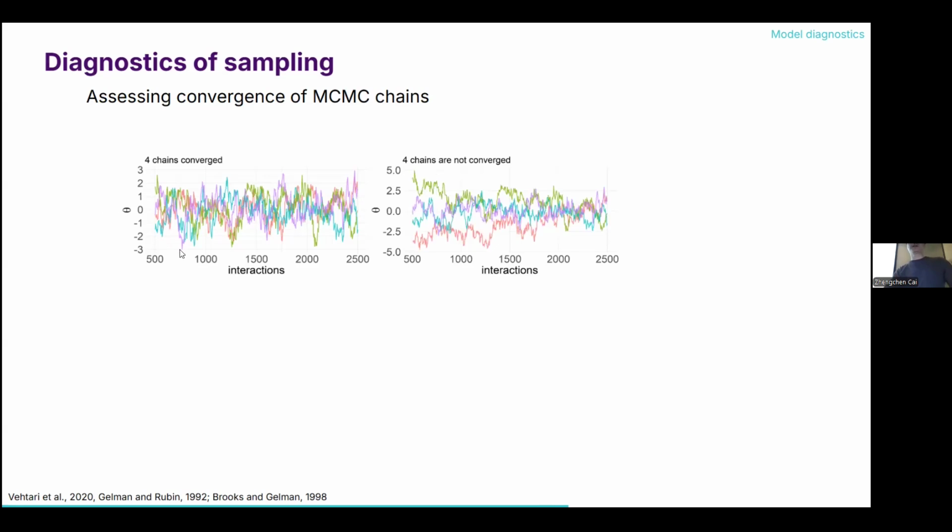And here is an example where chains do not converge. For instance, this green chain is only sampling mostly the positive part of the parameter, right? And the red one is mainly sampling the negative values. You can also see the chains don't mix together. So it's like one chain is exploring some part, the other is doing the other part.